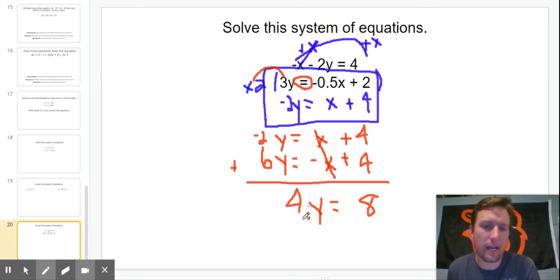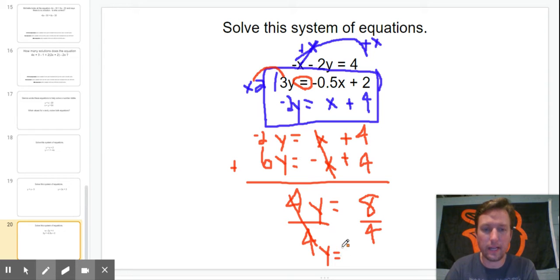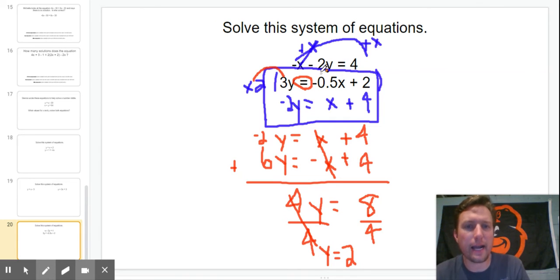Now, I want to get the answer for y, so I'm going to divide both sides using the inverse operation. And 4 divided by 4 cancels each other out. I'm left with just y. And 8 divided by 4 is, that's right, 2. Y equals 2. So now what I can do is I can come back up here and I can plug in 2 for y. So I'm going to rewrite this sentence that I've written all over.